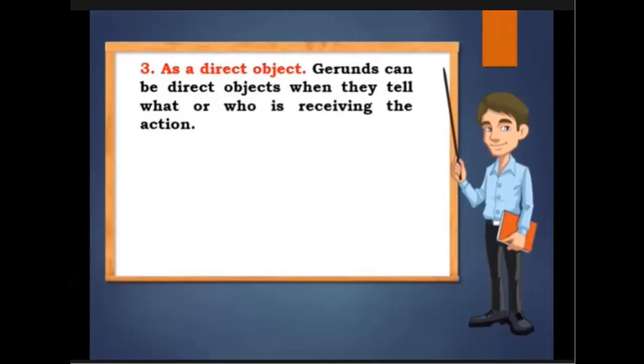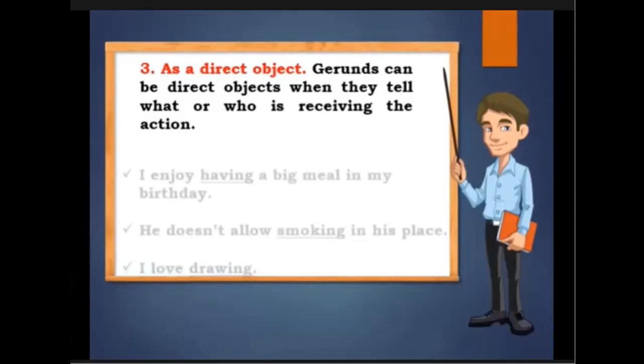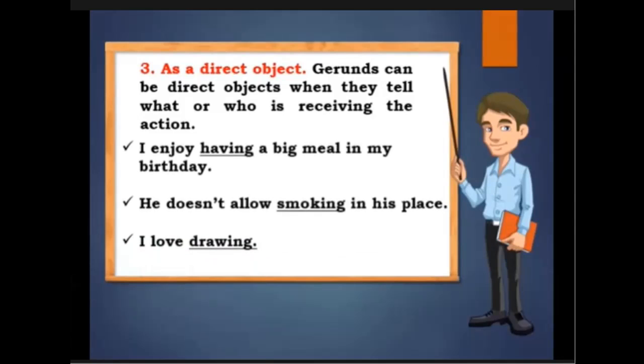Gerunds as direct objects. Gerunds can be direct objects when they tell what or who is receiving the action. You have to remember the function of a subject and the function of an object in a sentence, and that will make your life easier. I enjoy. Enjoy is my action. Who is receiving the effects of enjoy? Having a big meal on my birthday. He doesn't allow smoking in his place. And the last one, I love drawing.